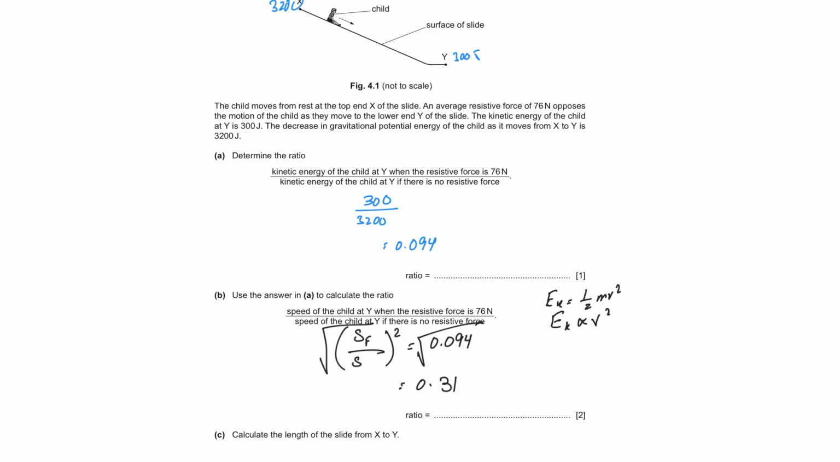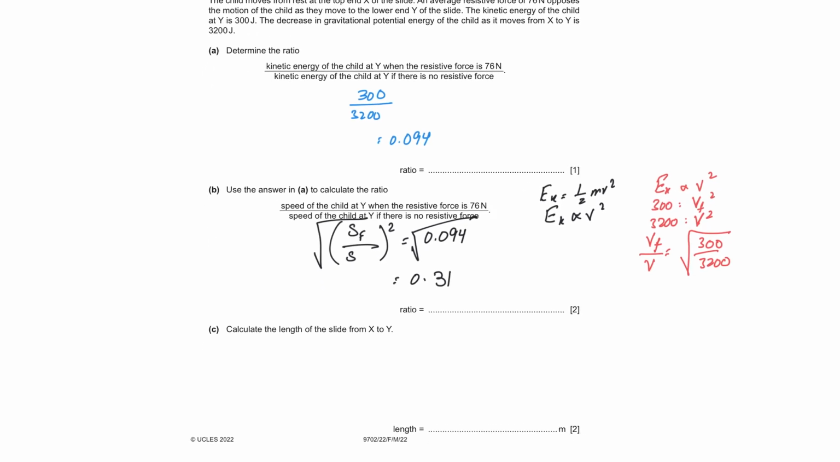Some of you may go with some other approach, like Ek is proportional to v squared. Kinetic energy when there were resistive forces was 300. The speed at that point, let's call that Vf squared. And the kinetic energy when there are no resistive forces, 3200. The speed at that point, let's call that V squared. They want us to calculate Vf upon V. So you use that, Vf upon V is equal to the square root of 300 upon 3200, which is basically the same thing.